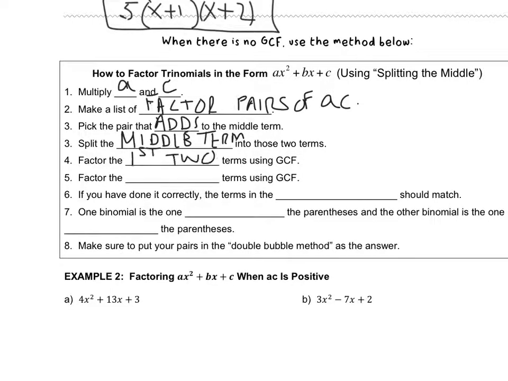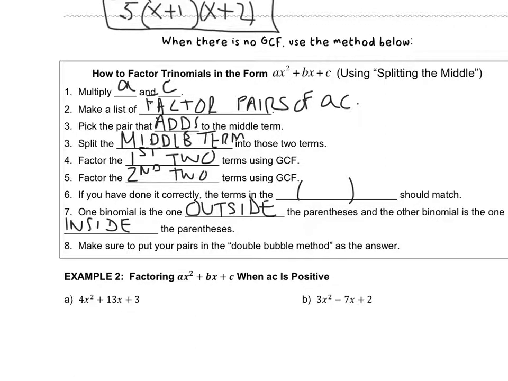Next, what we do is factor the first two terms using the GCF. Then we factor the second two terms using the GCF. By splitting the middle term, the bx, into two terms, we will actually be creating 4 terms, which we'll show you in a minute. What we're going to do is take the first 2, factor out a GCF, take the second 2 and factor out its GCF. If we've done this correctly, the terms in the parentheses should match.